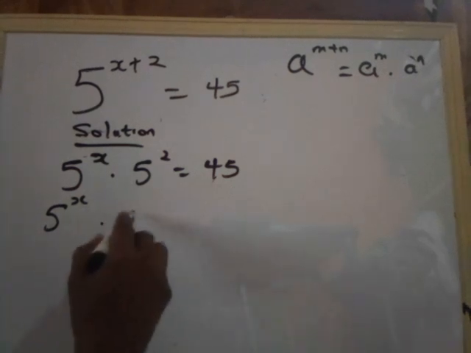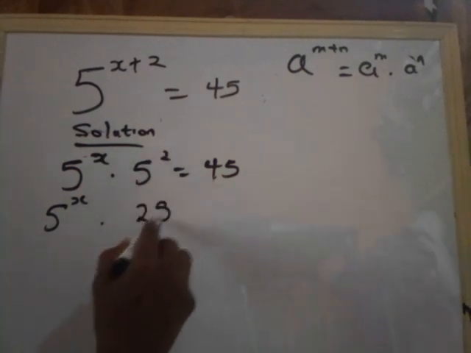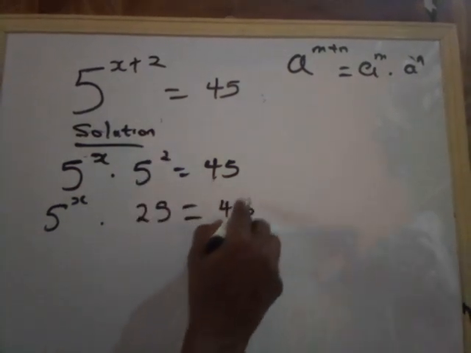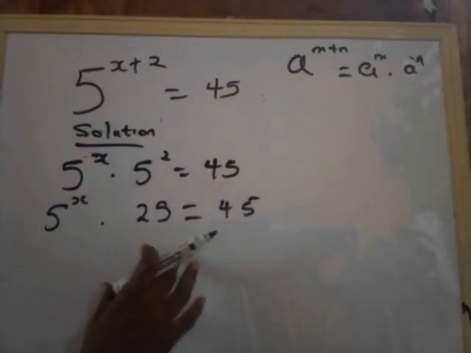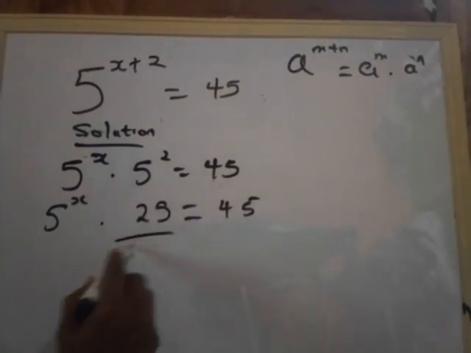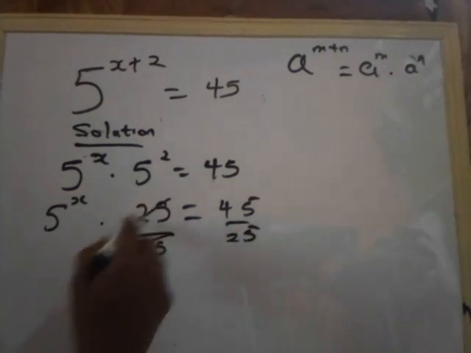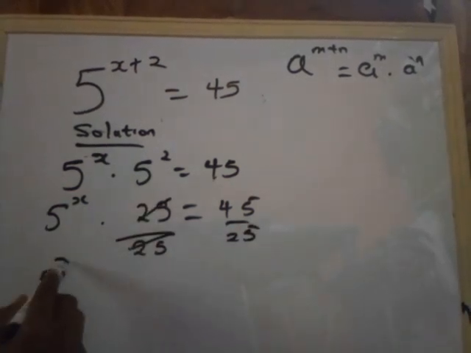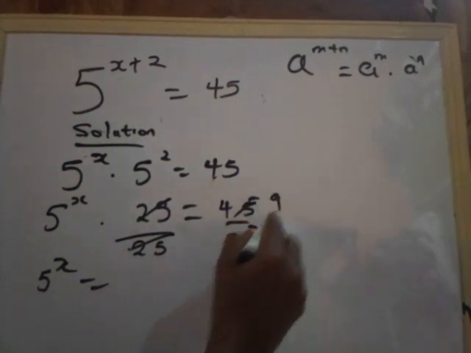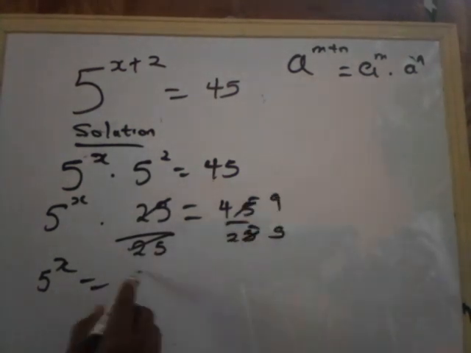So we have 5 raised to power 2 is equal to what? 25. So we have 45. So we can divide both sides by 25 to eliminate this. So I'm going to divide this by 25, and I'm going to divide this by 25. So 25 cancels 25. So we have 5 raised to power x is equal to 45 over 25, which is 9 over 5.